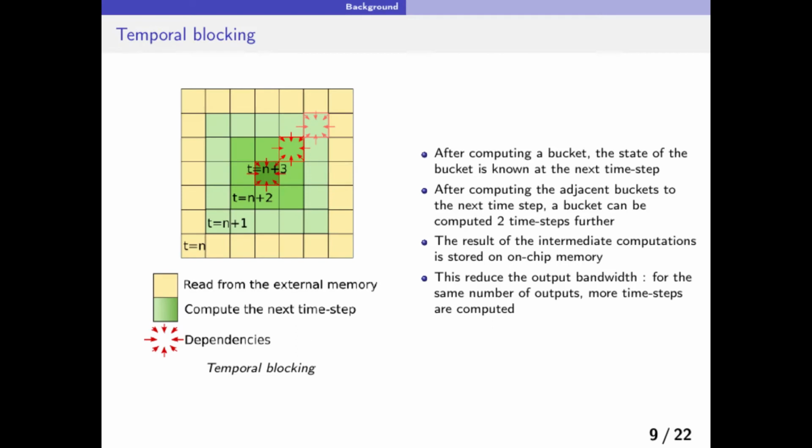Another method is the temporal blocking. It is a method used to reduce even more the accesses to the external memory. The result of the computation of each bucket is cached to compute the next time step. This is because after computing the adjacent buckets to the next time step, a bucket can be computed 2 time steps further. More time steps can be computed with the same output bandwidth. This is the benefit of temporal blocking.